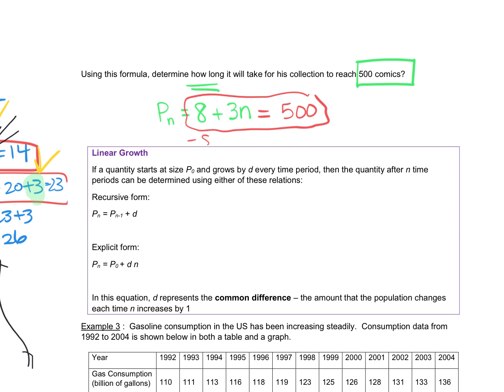So I'm going to minus 8, minus 8. We're going to get 3n equals 492. And if we divide that by 3, really we're seeing how many times we added 3. That ends up that our n is going to be equal to, if we take 492, just punching that into my calculator, it will equal 164. So after 164 months, he'll have 500 comic books.